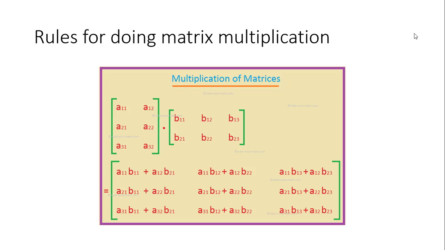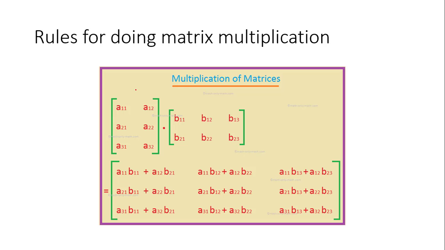As an example, you see on the screen, here I have selected two matrices A and B. A has the order of 3 by 2 and B has the order of 2 by 3. That means A has 3 rows and 2 columns and B has 2 rows and 3 columns. So in order to do the dot product between A and B, all row elements are selected.